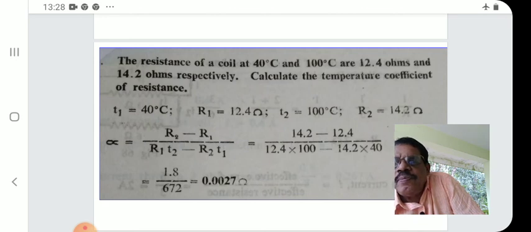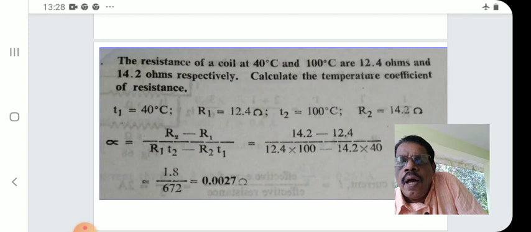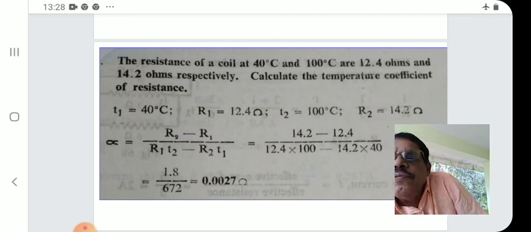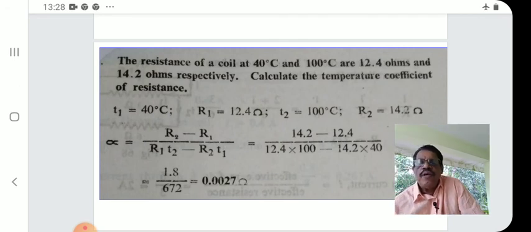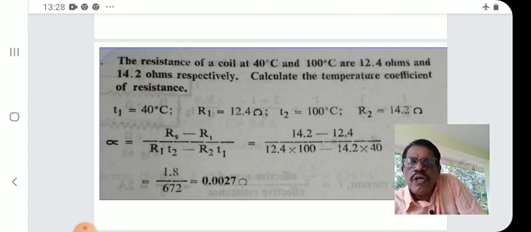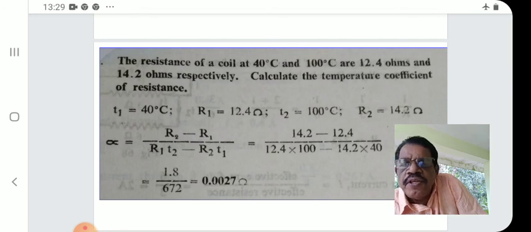Listing data: T1 is 40 degrees Celsius, R1 is 12.4 ohm, T2 is 100 degrees Celsius, R2 is 14.2 ohm. We apply the formula for alpha. Alpha is equal to R2 minus R1 by R1 T2 minus R2 T1. Put the values in the respective places and simplify. On simplifying, we get alpha is equal to 0.0027 per degree Celsius, or degree Celsius raised to minus 1.